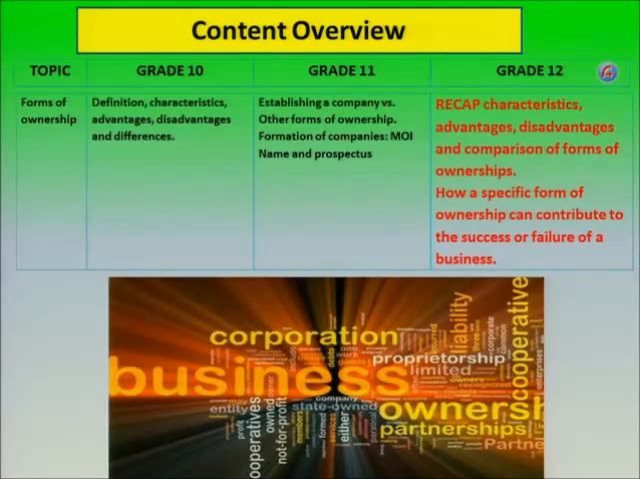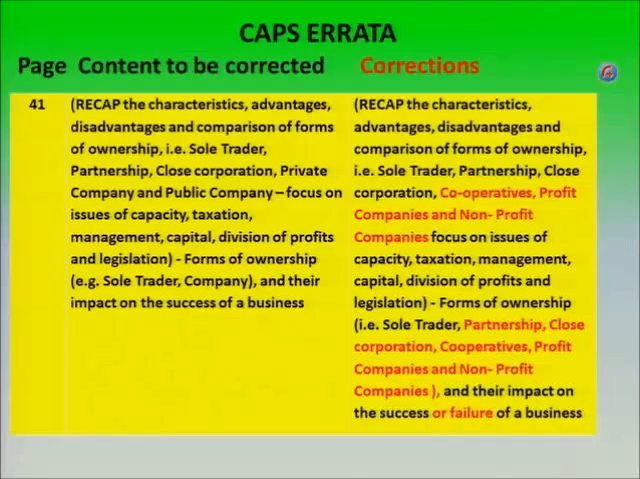Now in grade 12, we are only going to recap what we did in grade 10: the characteristics, the advantages, disadvantages, and then a comparison of the forms of ownership. But specifically in grade 12, we are going to look at how a specific factor will contribute to the success or failure of the different forms of ownership.